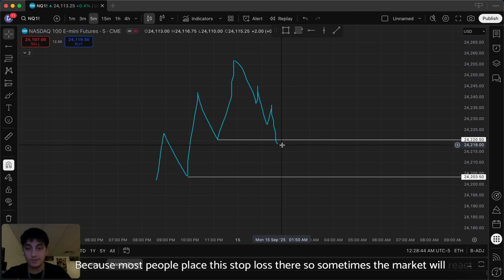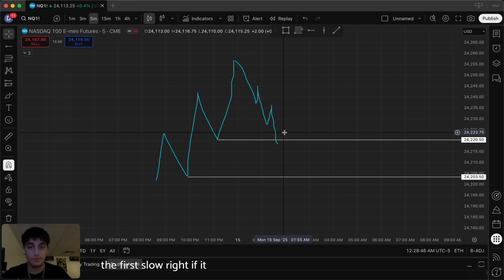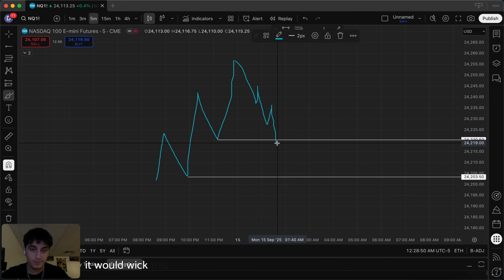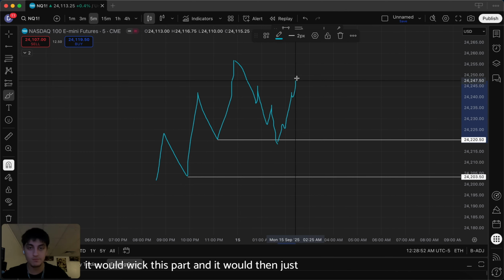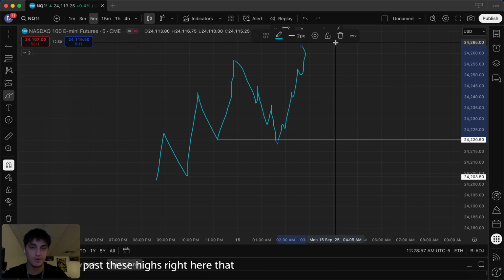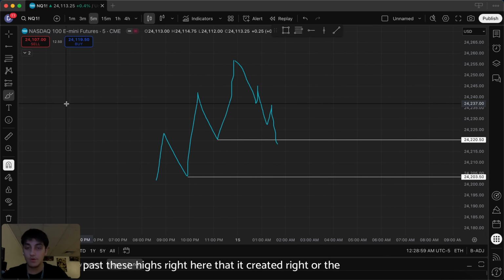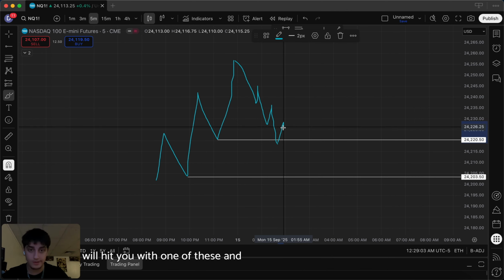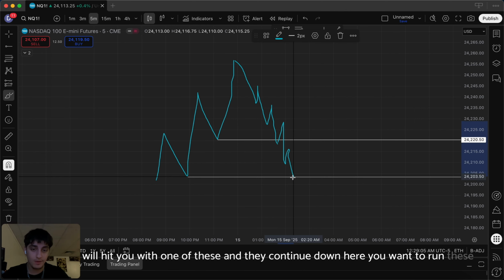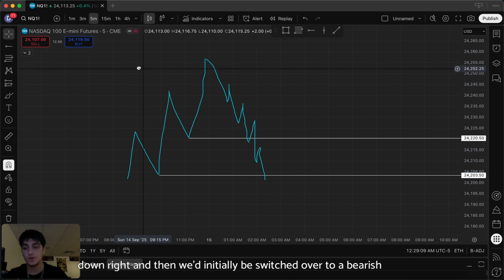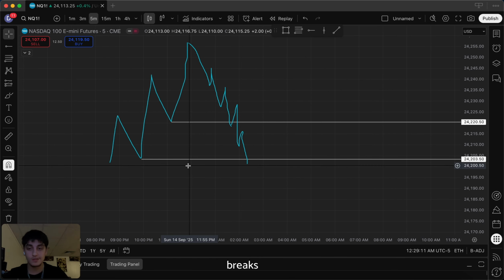So sometimes the market will react off of the first low. If it doesn't react off the first low, this is how it would react. It would wick this part and then just continue up, and then we continue past these highs that it created. Or the market will continue down, hit you with one of these and continue down, and then we'd be switched over to a bearish order flow if the market breaks this next low, right?